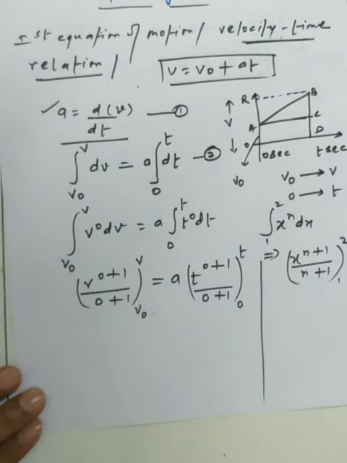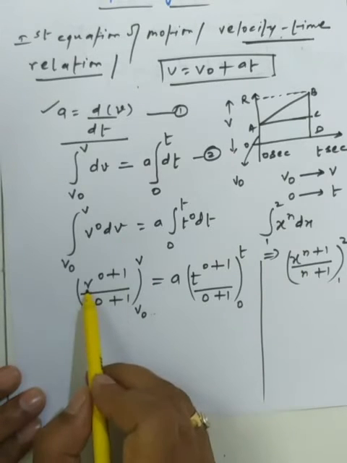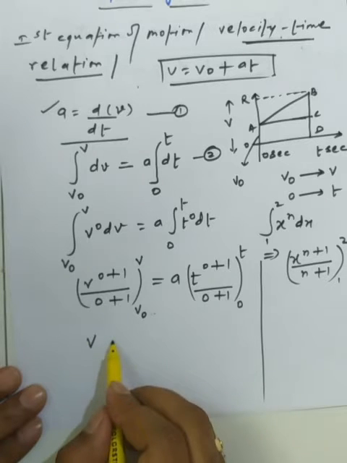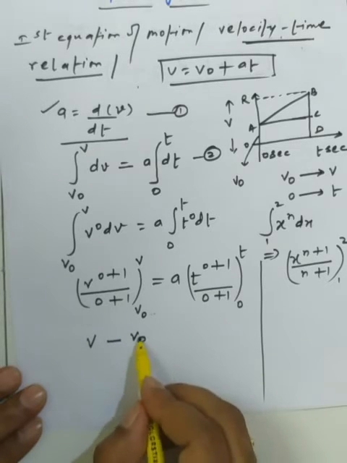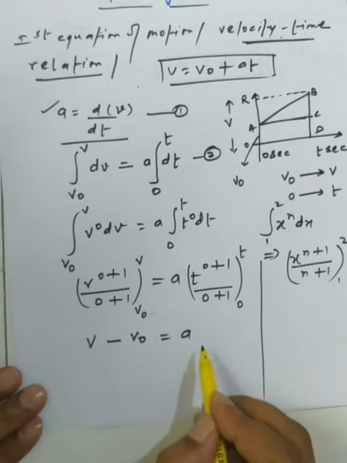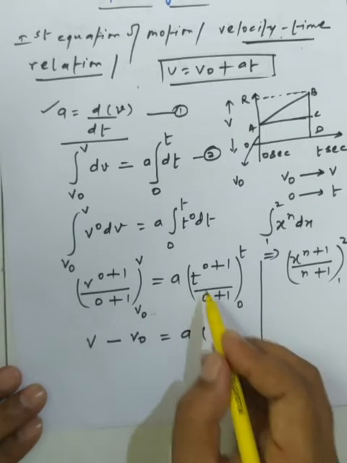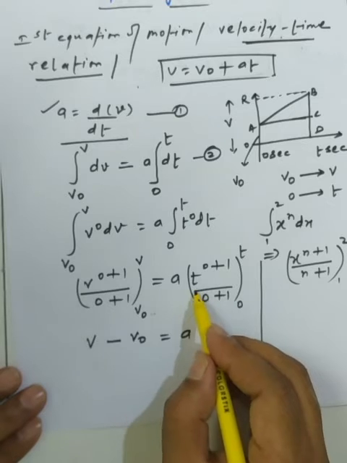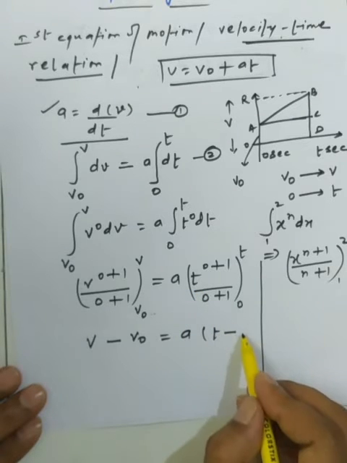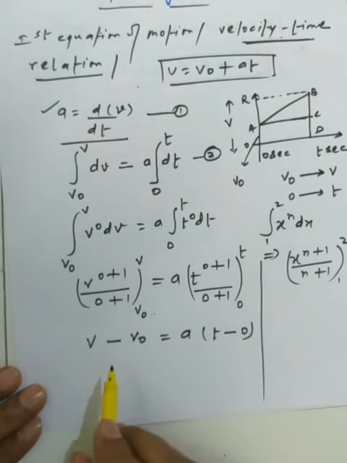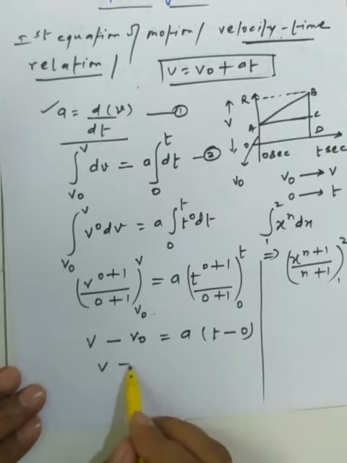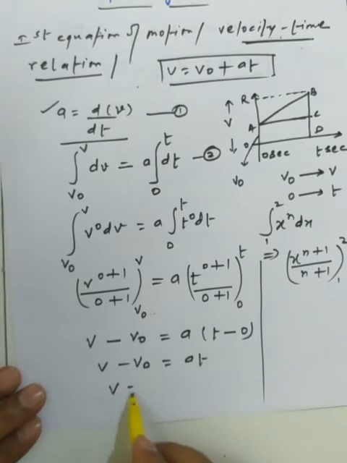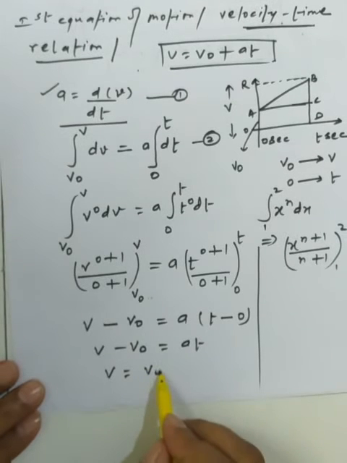So what we have to do next is apply the limits on v. Writing v, the next limit we have is v naught. Here I am keeping the a outside and giving the value to t. Putting t at the place of t, and 0 at the place of the lower t, we get the first equation of motion: v minus v naught is equal to at, and v is equal to v naught plus at.